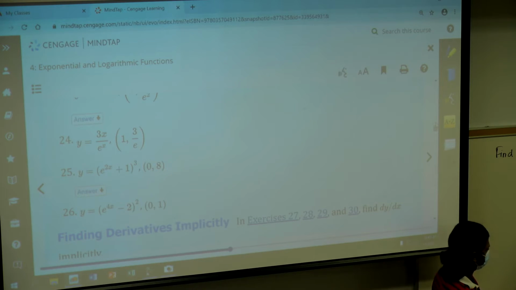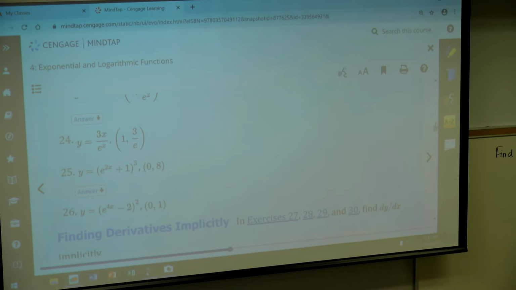Plug in 0. If x is 0, e raised 4 times 0 is e raised 0, which is 1. 8 times 1 is 8. E raised 4 times 0 is 0, e raised 0 is 1, 1 minus 2 is negative 1, and 8 times negative 1 is negative 8. Good. So we have the slope now, and we have the point.